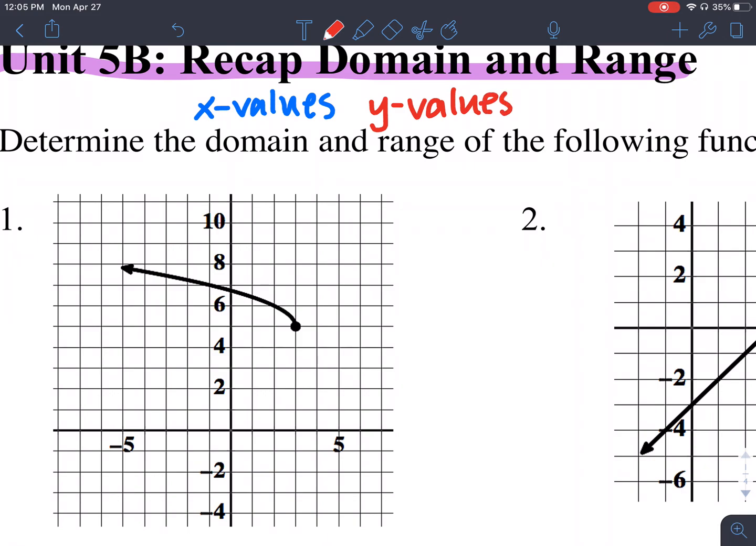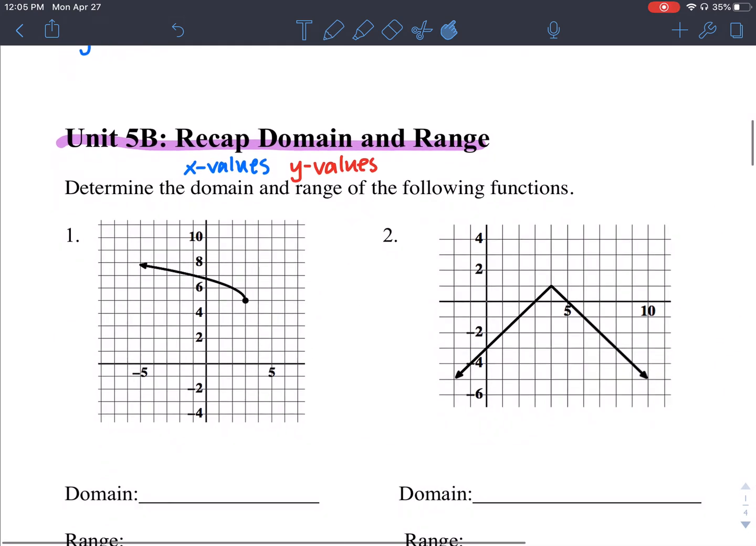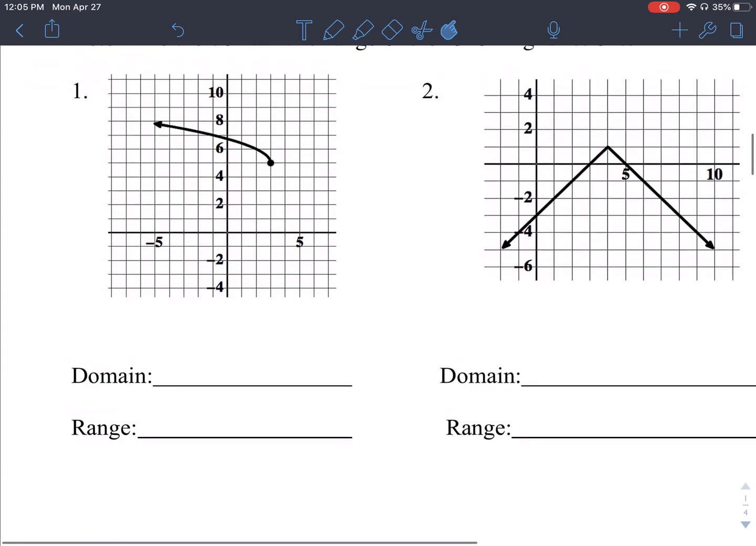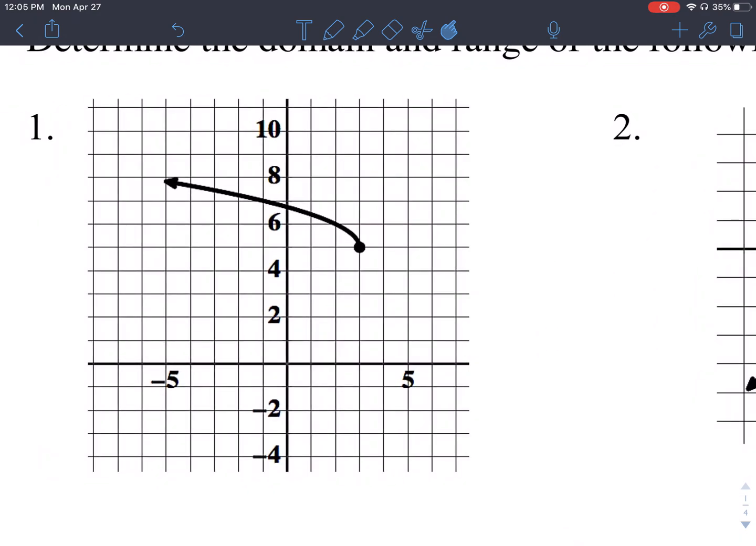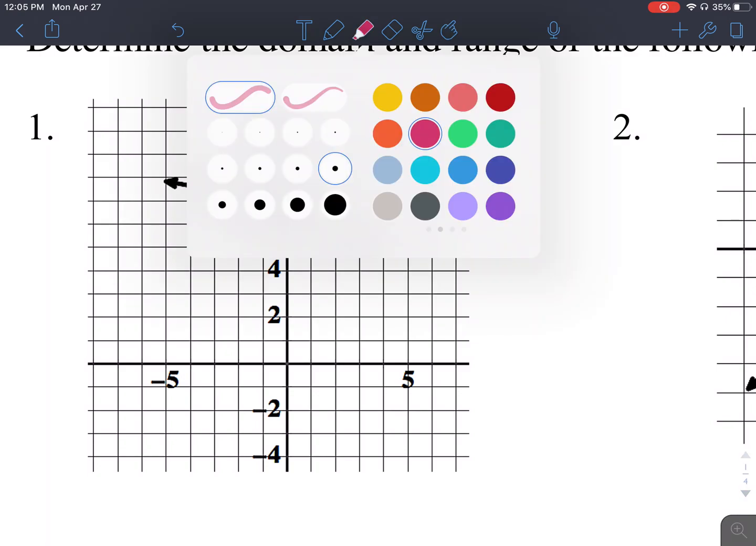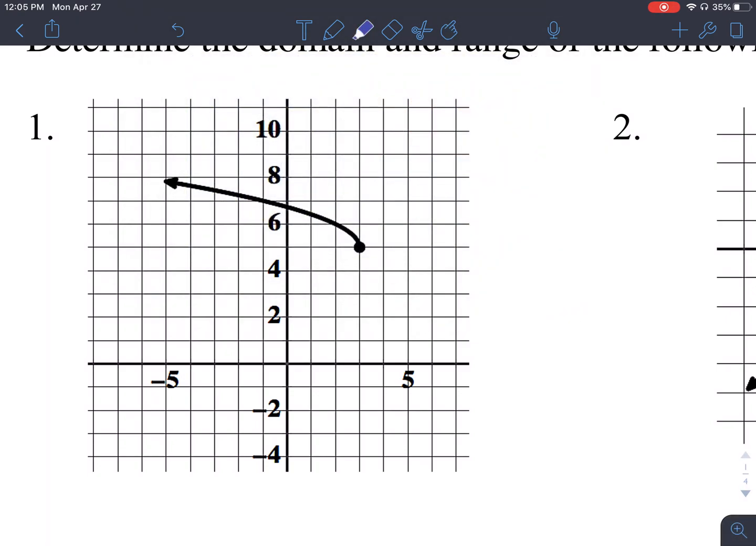A helpful hint is that we always go from the smallest value to the largest value when we think of these. So determine the domain and range of the following function. If I look at problem number 1 and I'm trying to find the domain, I'll do all my domains in blue. Domain is all possible x values.